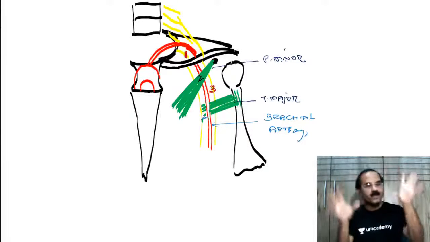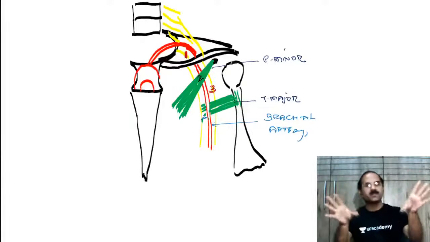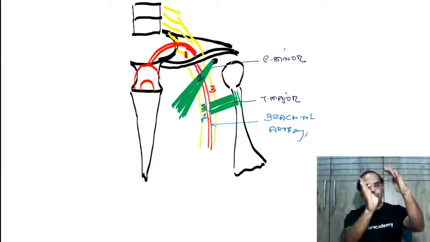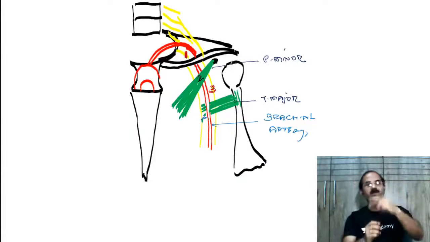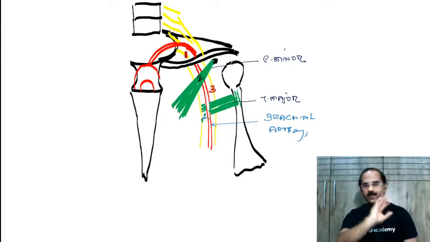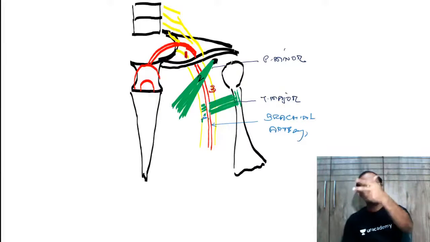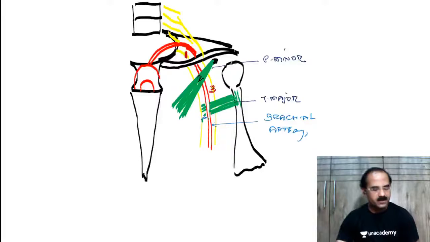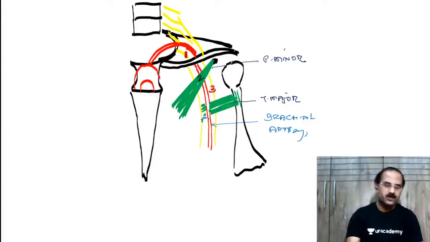So there are branches of the axillary artery, and how do you remember this? This is very easy. First part, 1 branch. Second part, 2 branches, and third part gives 3 branches. So which is the branch from the first part? From the first part, the branch is the superior thoracic artery.